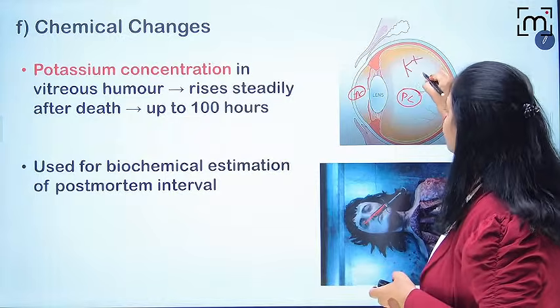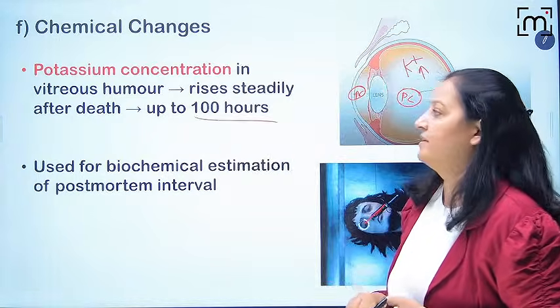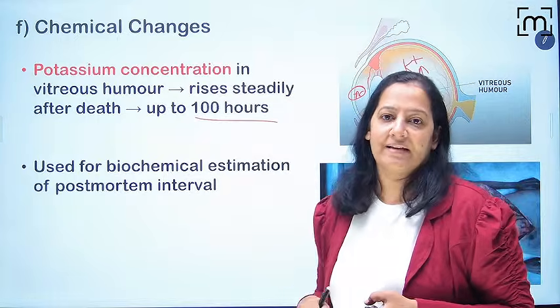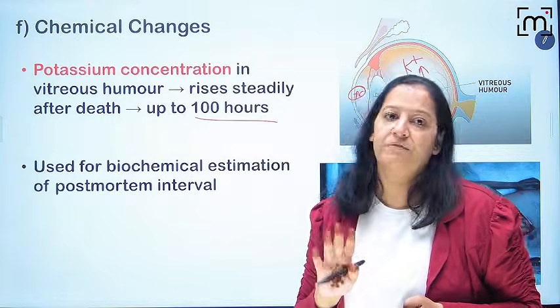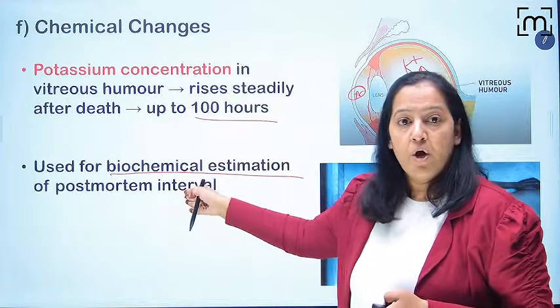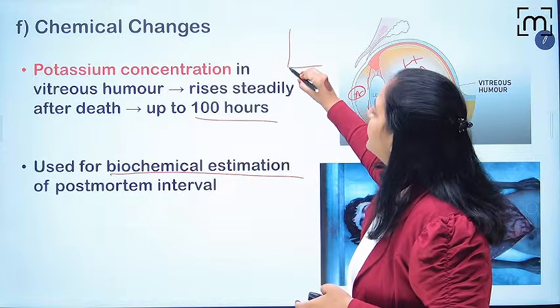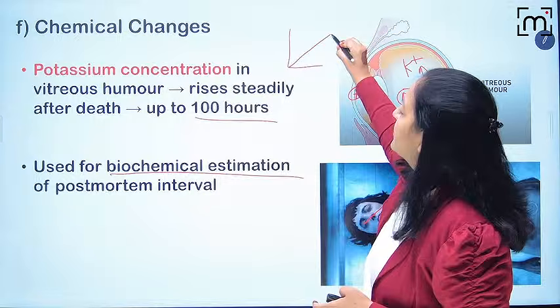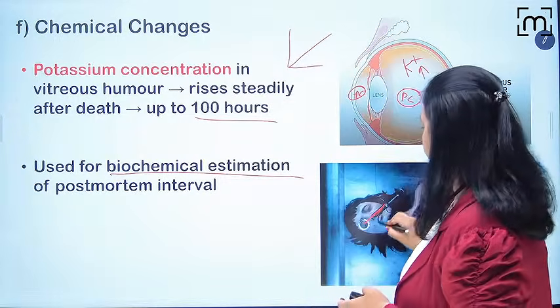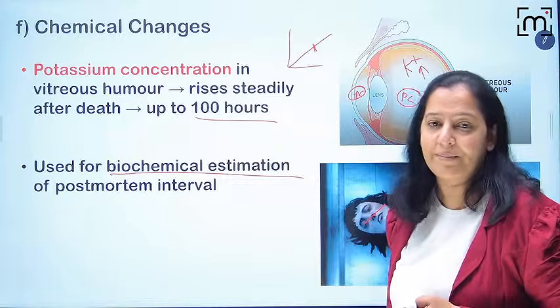concentration. So potassium concentration rises tremendously up to 100 hours after death. It keeps on rising. So the potassium concentration of the vitreous humor can be taken for biochemical estimation of the postmortem interval, because it keeps increasing at a steady rate. So depending on the interval at which we take it out, its level can indicate the approximate time of death.